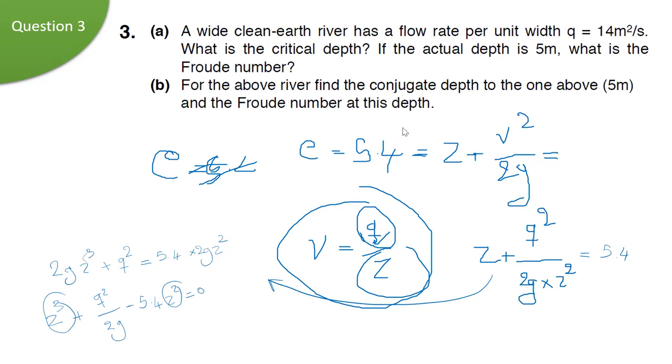This one says conjugated depth. It means that they have the same energy. And we could calculate this with the data that we had for the depth of 5 meters. So we know the depth. We can calculate the V with Q over Z, and we have the G. So if we put this data in, we get 5.4. Is it clear? Okay, do you have any other questions on this? Make sure you understand how to iterate because it will help you a lot.